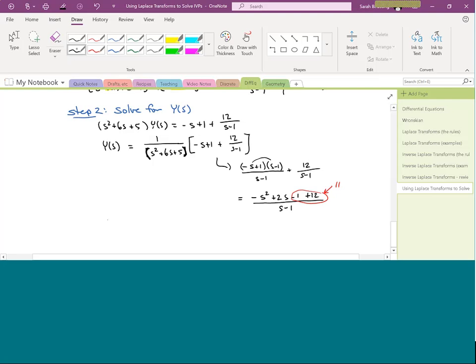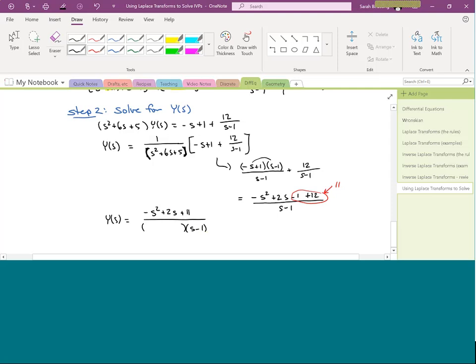This tells us that our capital Y, our Laplace transform of our solution, is going to be negative s squared plus 2s plus 11. And that's being multiplied by this guy right here. But remember, it's still got its own factor on the bottom of s minus 1. Now you can just multiply that new expression of s squared plus 6s plus 5 on the bottom.